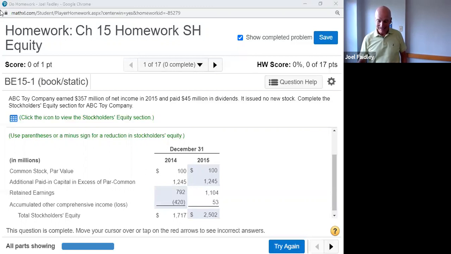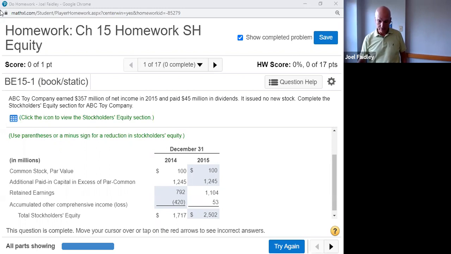But it says the ending retained earnings is 1104. So 1104 ending retained earnings, and OCI, other comprehensive income, 53, that's given. So if we end up with 1104, then what does that tell me retained earnings was the year before?